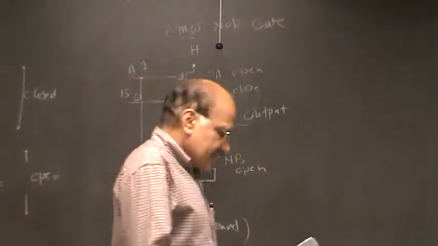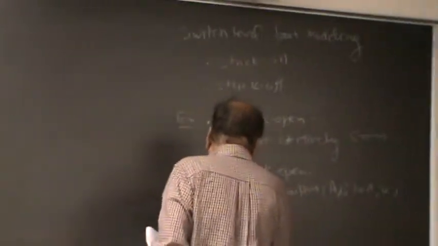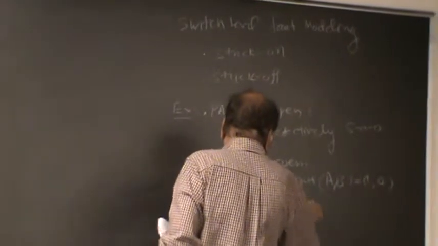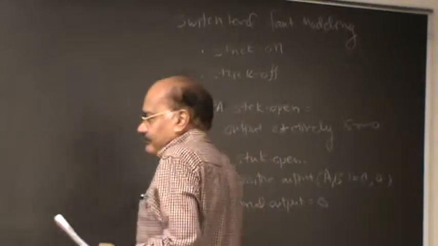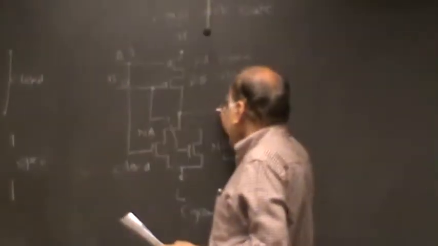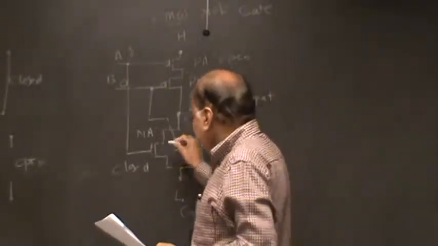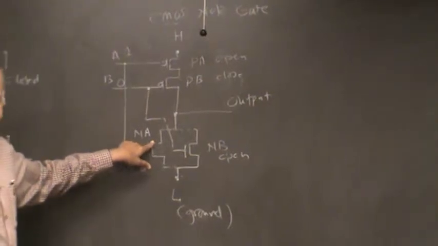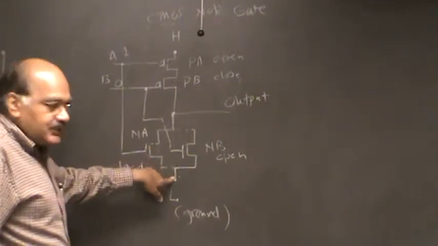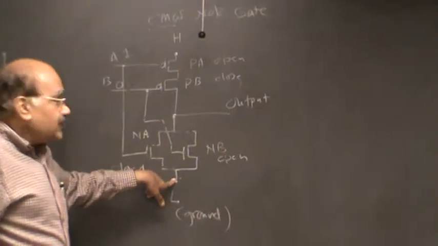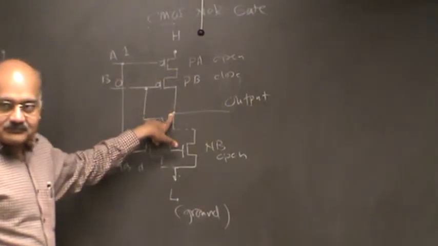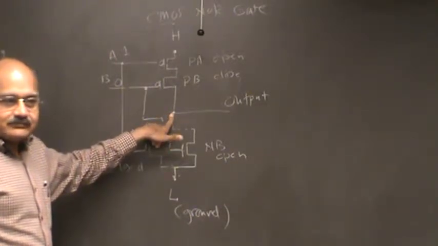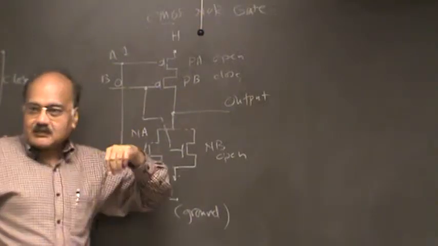And if it is working correctly, you can say that the normal output is 0, because this would conduct and the output is going to be 0. However, if it cannot conduct because this is stuck open, in that case there is no direct connection between here and here, and there is no direct connection between here and here. So what would the output be at? This is not connected to anything, so what happens in that case?